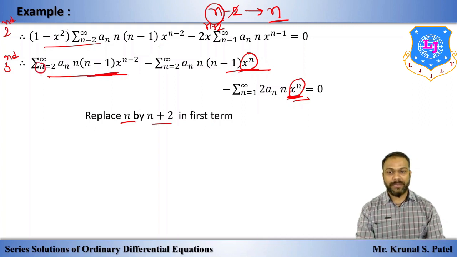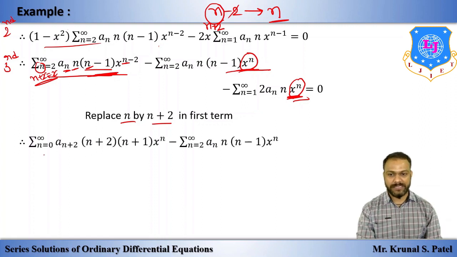So this n becomes n plus 2, and the 2 cancels. So n starting from 0. This n becomes n plus 2. This becomes n plus 2. This becomes n plus 2 minus 1, that means n plus 1. And this becomes n plus 2, the 2 cancels, so x raised to n. So we have this step.